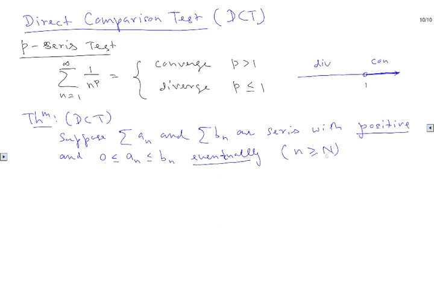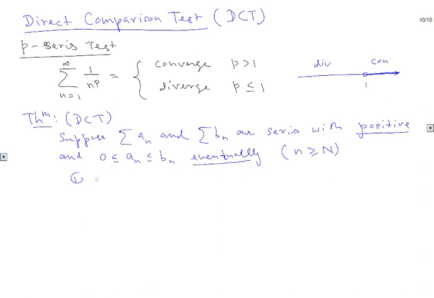So after some n, we have 0 less than or equal to a_n, less than or equal to b_n. That means we can ignore the first million or billion terms that do not follow this pattern, but after that it should satisfy this condition. So it's very, very important. The terms of the a_n series have to be less than or equal to the terms of the b_n series. If that is the case, there are two results.